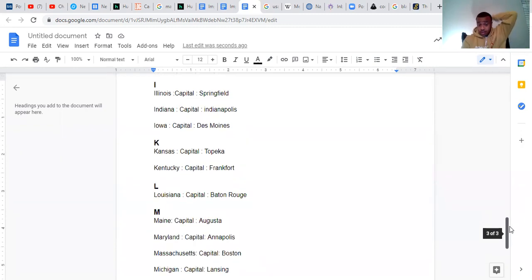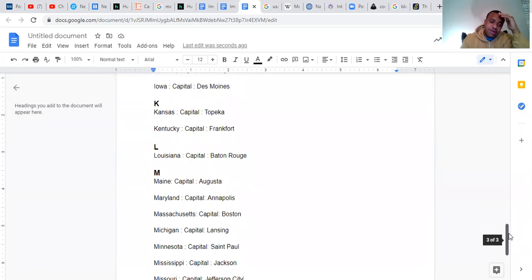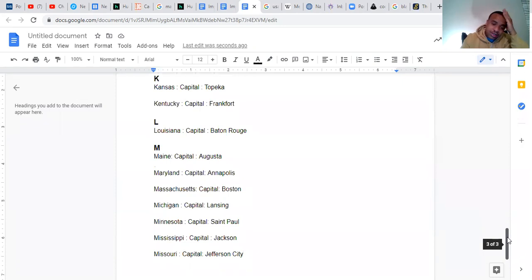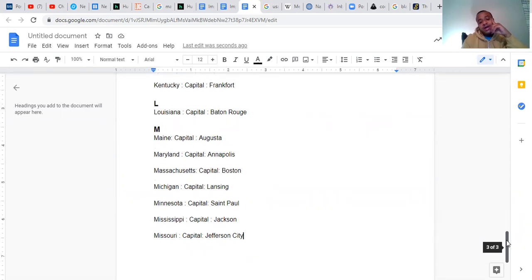The capital of Louisiana is Baton Rouge. The capital of Maine is Augusta. The capital of Maryland is Annapolis. The capital of Massachusetts is Boston. The capital of Michigan is Lansing. The capital of Minnesota is St. Paul. The capital of Mississippi is Jackson. And the capital of Missouri is Jefferson City.